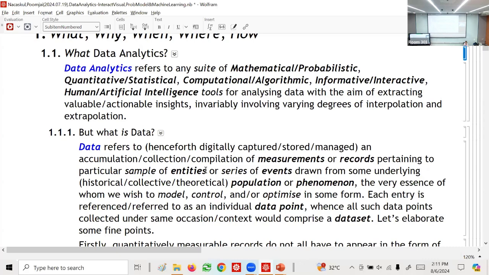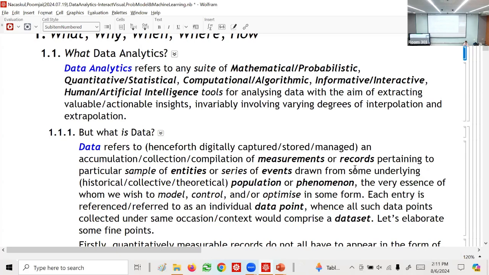Data is not about everyone. Never is. Data is always about a sample. But that sample is drawn from some larger concept. If I take your height, you belong to a larger concept of freshmen at Chulalongkorn University. You belong to a larger concept of human beings. You belong to a larger concept of mammals. Right? Multicellular organisms, I don't know.